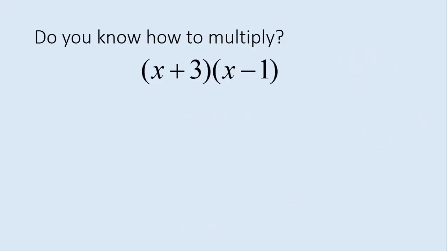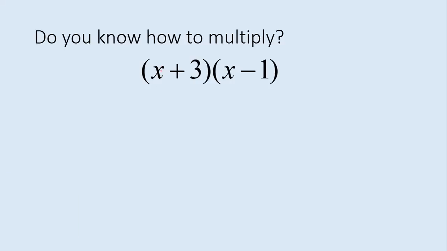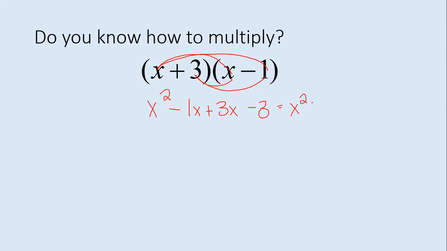So first thing we need to make sure we know how to do is how to multiply. I know, seems rudimentary, but basically for multiplying, remember guys, it's just like double distributing. So I'm going to distribute the x into both of them and then the 3 into both of them. So we would get x squared minus 1x plus 3x minus 3, or x squared plus 2x minus 3, because I combine these two like terms.